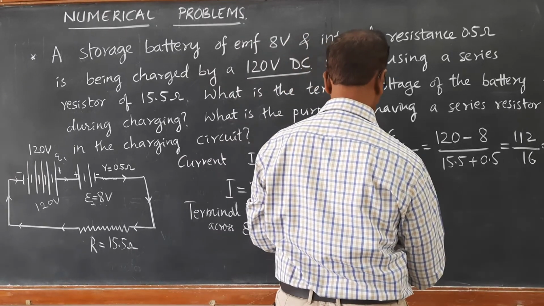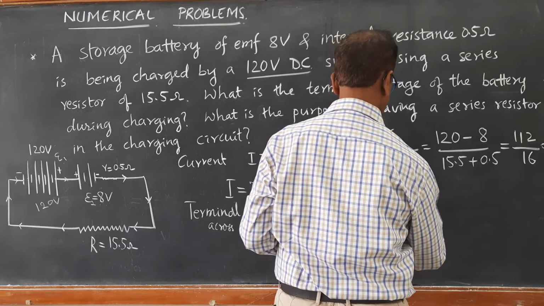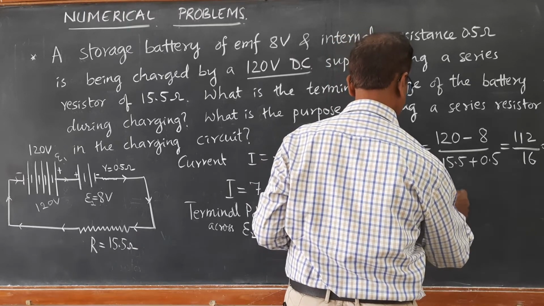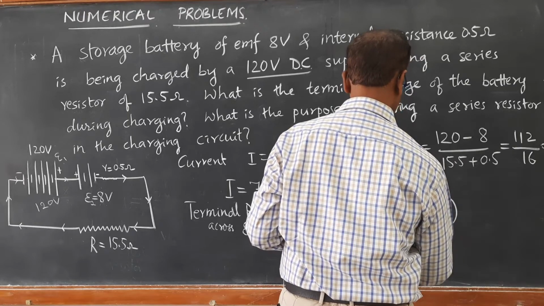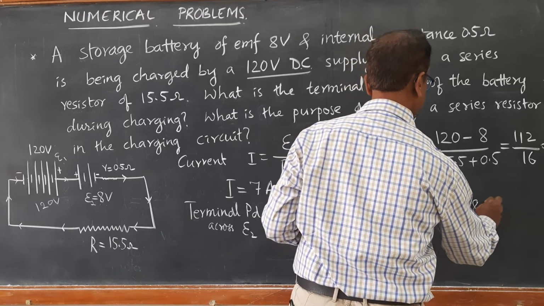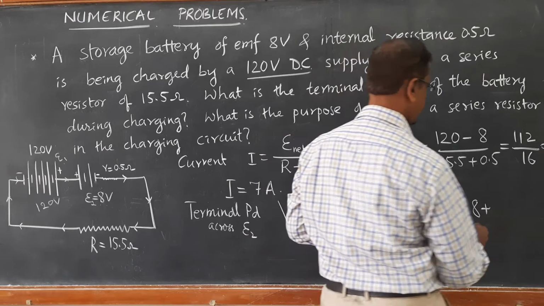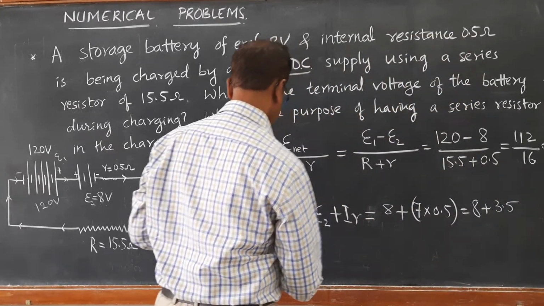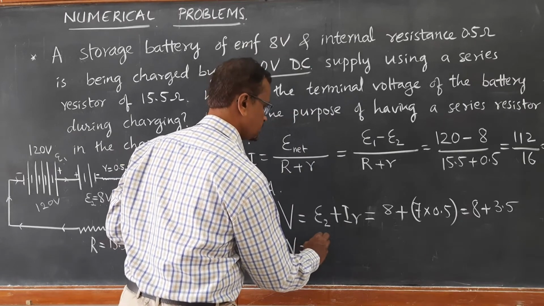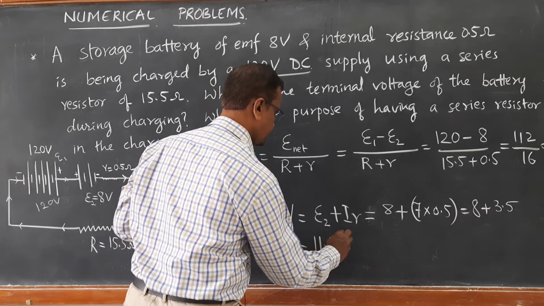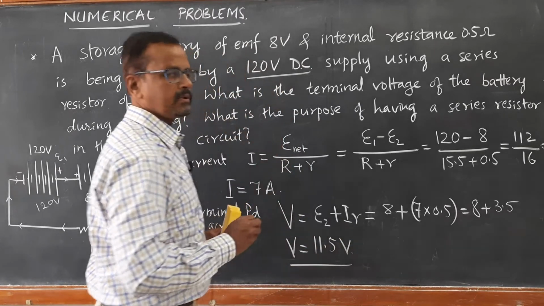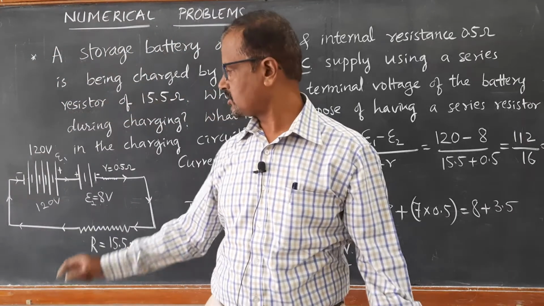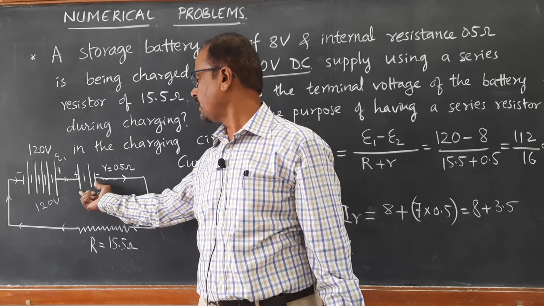Substituting, E2 is 8 volts plus I, which we just found is 7, into internal resistance 0.5. So it becomes 8 plus half of 7, 3.5. 8 plus 3.5. Thus terminal potential difference becomes 11.5 volt.